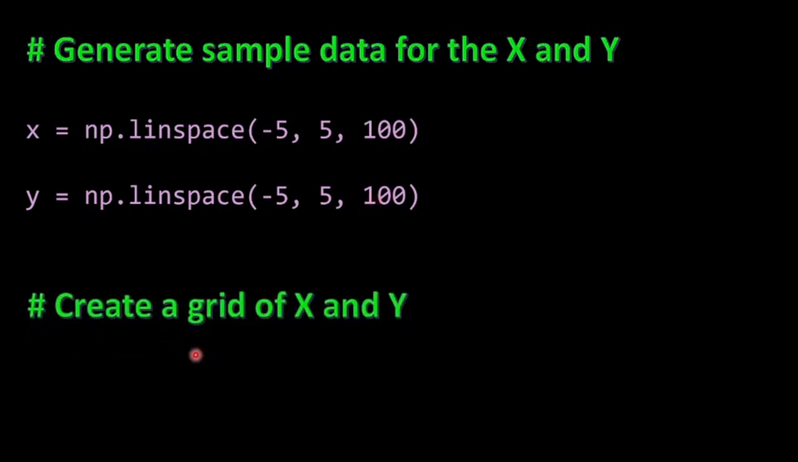Now we will create a grid for x and y. We create a grid of x and y values using np.meshgrid. This helps us organize our data into a grid where each combination of x and y values corresponds to a point in our 3D plot.